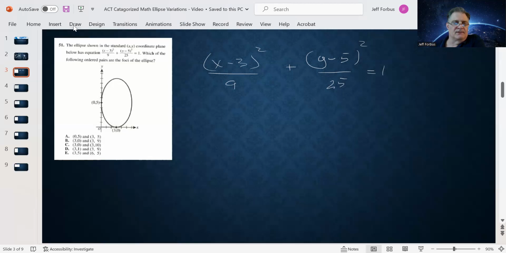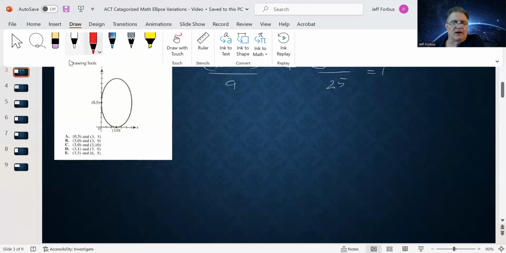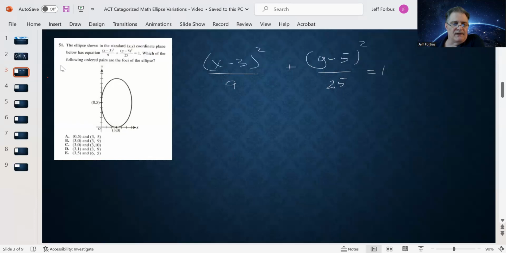Let me change colors. We're going to put our center of the circle right here at 3, 5. So 3, 5. That's the center. When we calculate the foci, the y value, the 5, the center of the circle, is going to be very important to help us find the foci. And the foci are going to be somewhere up in this area. And what we're going to do is make the calculation to get that determined.